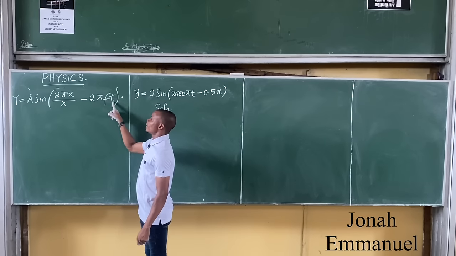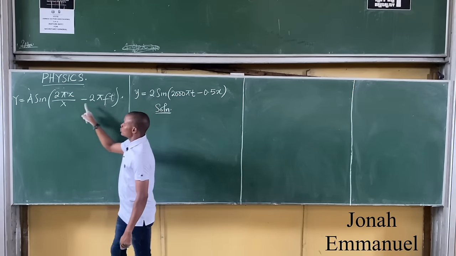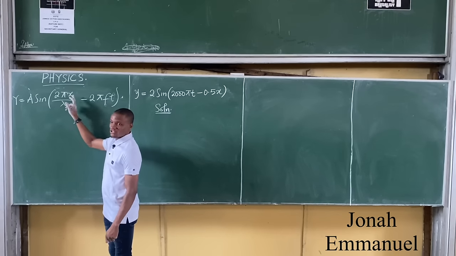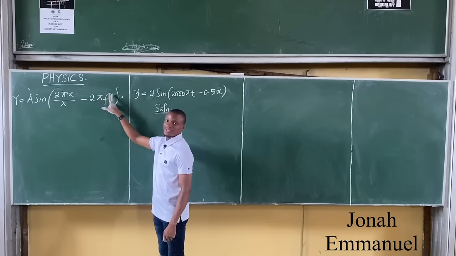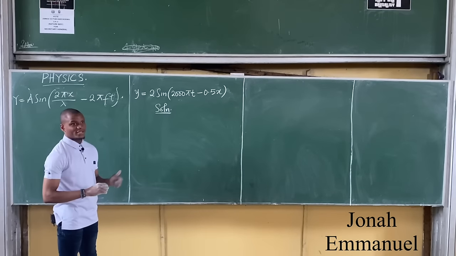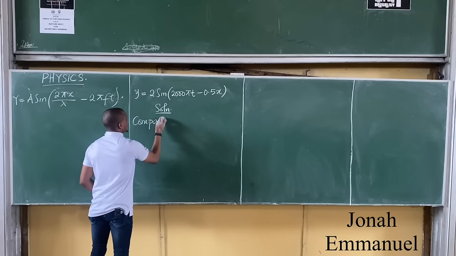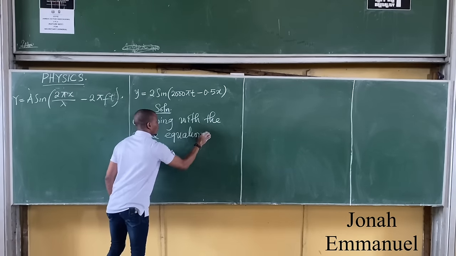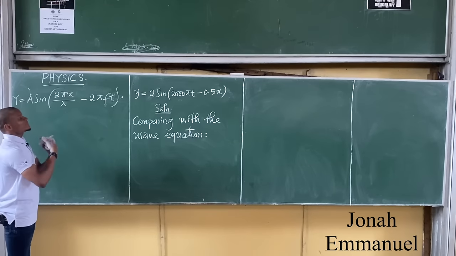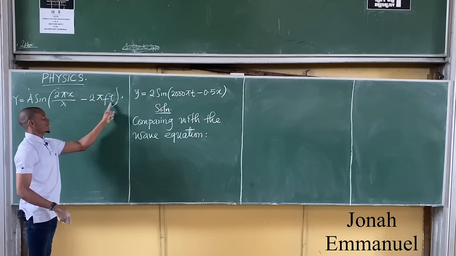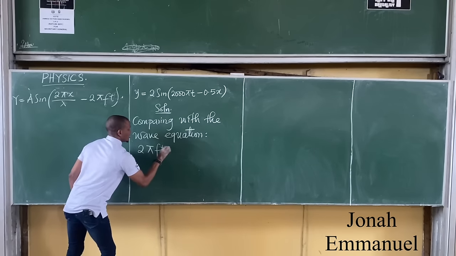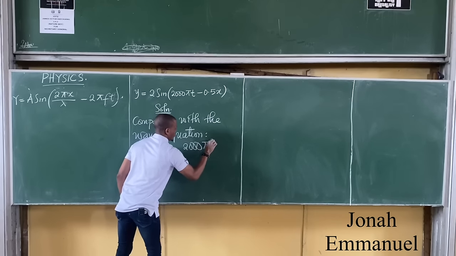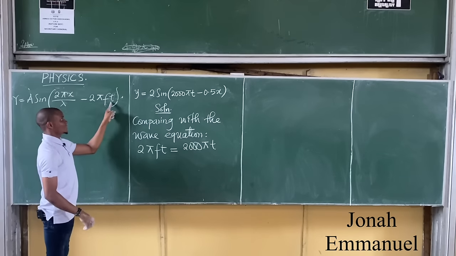When it comes to the t, it is from where I have the t that I can get frequency. When it comes to the x, it's from where I have x that I can get the wavelength, lambda. So if they say find wavelength, look for the one that contains x and solve it. If they say find frequency, look for the one that contains t and solve it. In this case, I have to find the frequency. Comparing with the wave equation, which part has t? 2 pi f t is equal to 2000 pi t. So compare the one that has t equals to t.